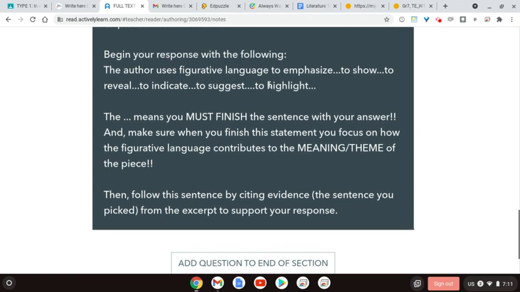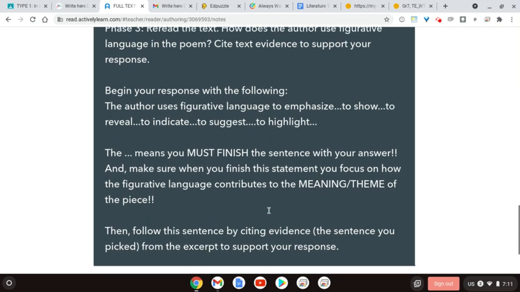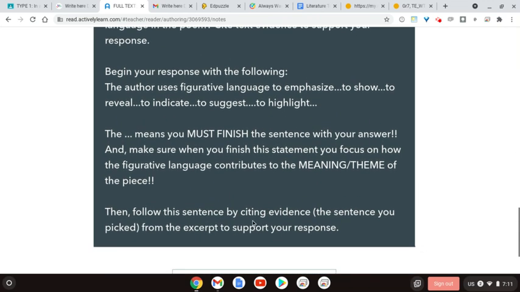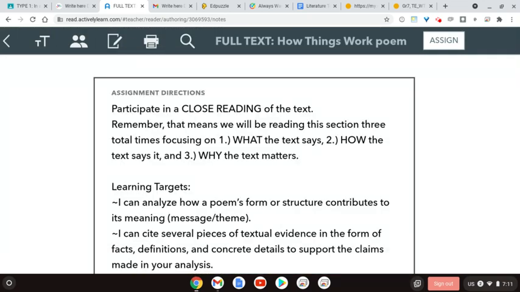Once you make that claim and write that initial sentence, you follow it with your cited text evidence. Obviously, make sure the text evidence is the quote from the piece that uses figurative language. You want to make sure there's figurative language present in your cited evidence. And then make sure you analyze that evidence. After the quote, make sure you connect it back to your claim. In other words, explaining what the type of figurative language is and how that figurative language you think helps to contribute to the whole meaning or message of the piece. And then you'll be done with this close read for the poem, How Things Work.